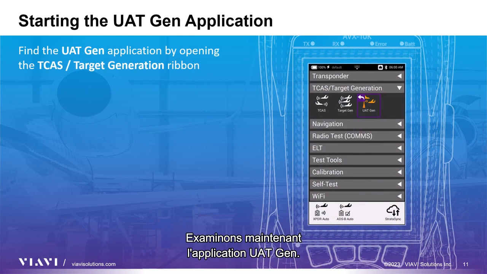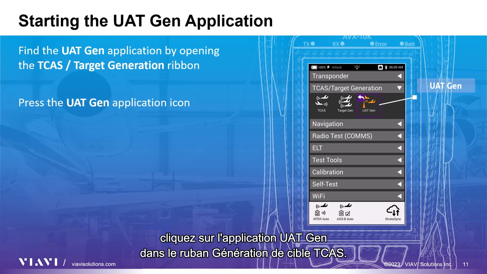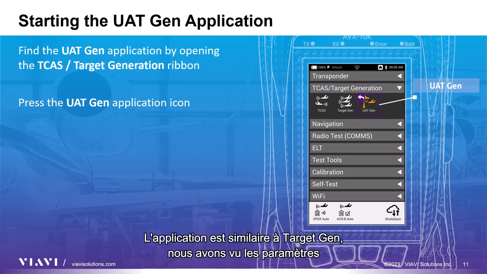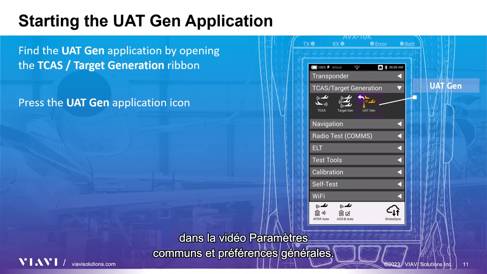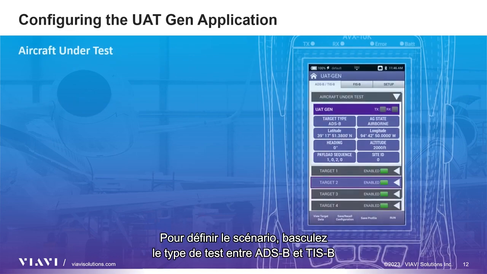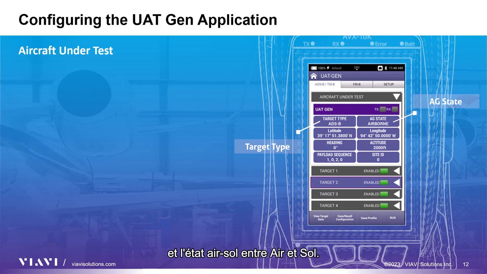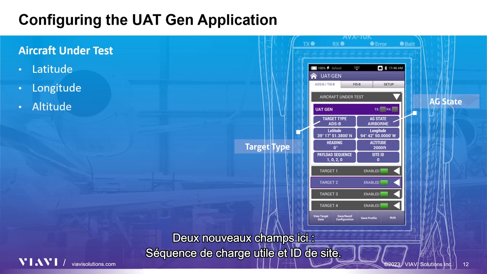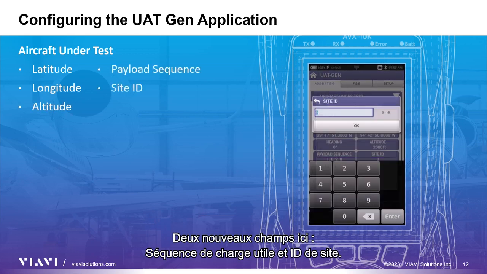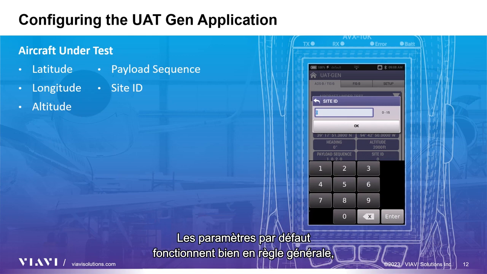Now let's look at the UAT gen application. With the AVX-10K power on, click on the UAT gen application in the TCAS target generation ribbon. This application is similar to the target gen application, and all setup parameters have been covered in the Common Test Settings and General Preferences video. For configuring the scenario, target type can be toggled between ADS-B and TIS-B, and air-ground state can be toggled between air and ground. Two new fields in this application include payload sequence and site ID. The default settings should work fine, but these can be modified to suit your needs as well.